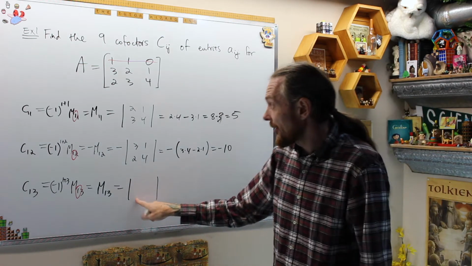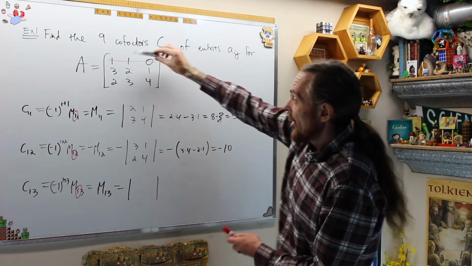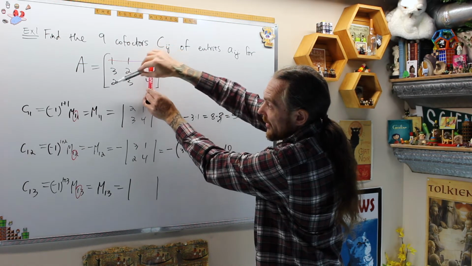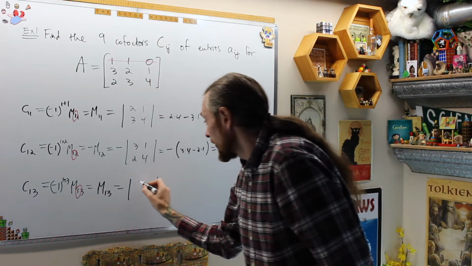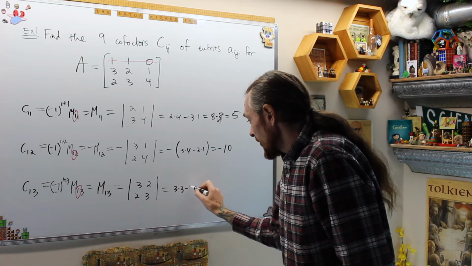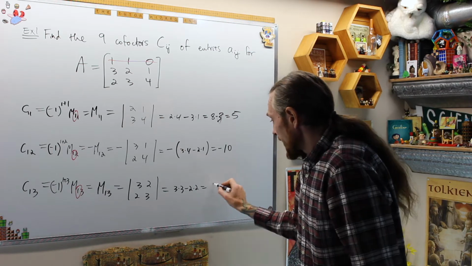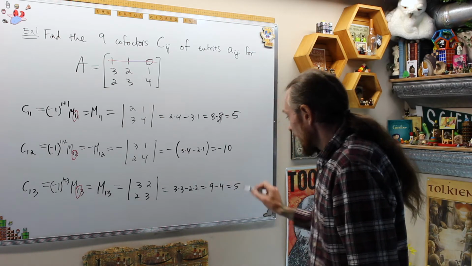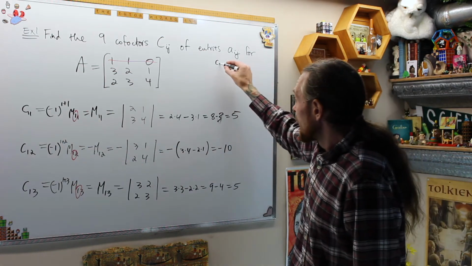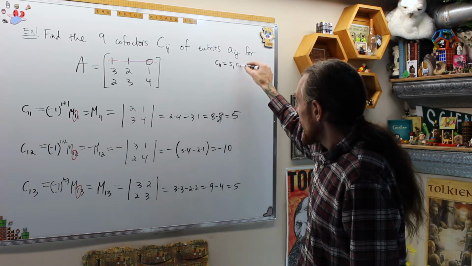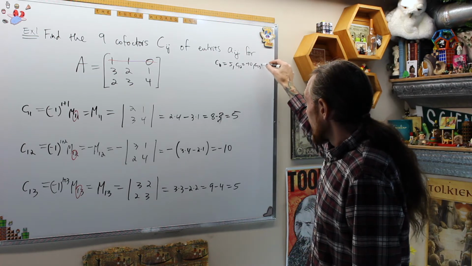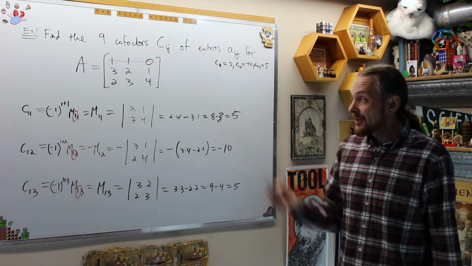And then in the last minor, we are going to block off row 1 and column 3, and this one is going to be our determinant. That's going to give me 3, 2, 2, 3, which is going to be 3 times 3 minus 2 times 2, which is 9 minus 4, which is 5. These are the first 3 minors, and these are therefore the first 3 cofactors. C11 was 5, C12 was -10, and C13 was 5. Let's compute the next 3.